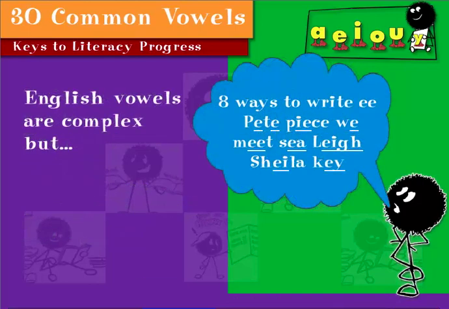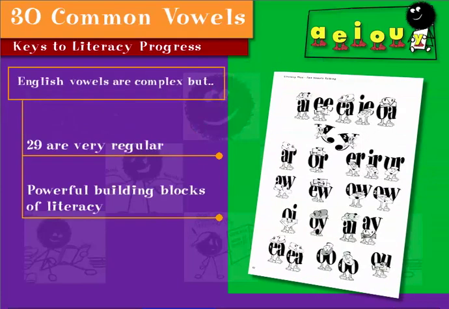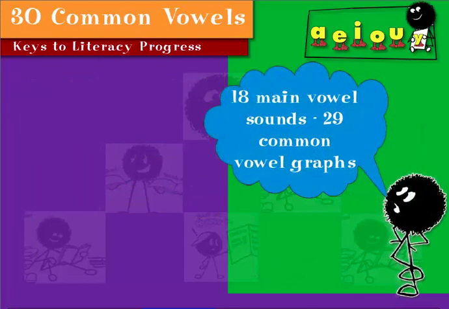Different vowel patterns are a huge part of the complexity of English. Fortunately, there are about 30 vowels that are surprisingly regular, such that it's very powerful for students to know them very well and be fluent in reading and writing them in words. Let's have a look at these vowels.